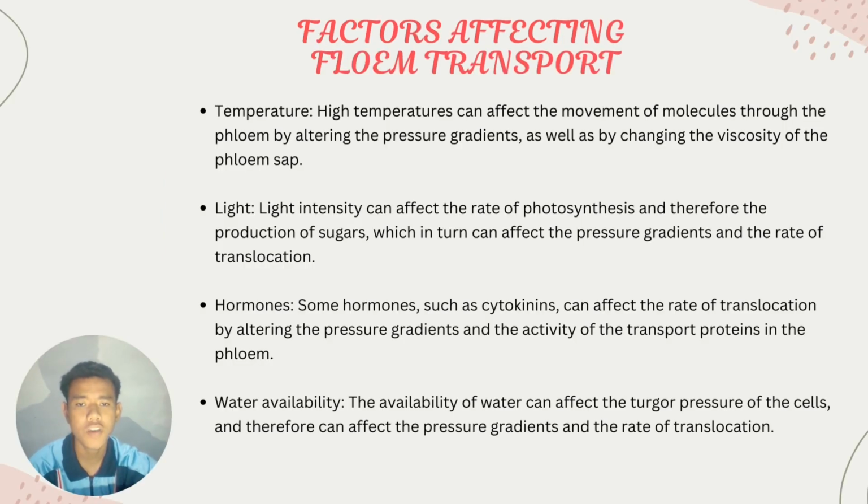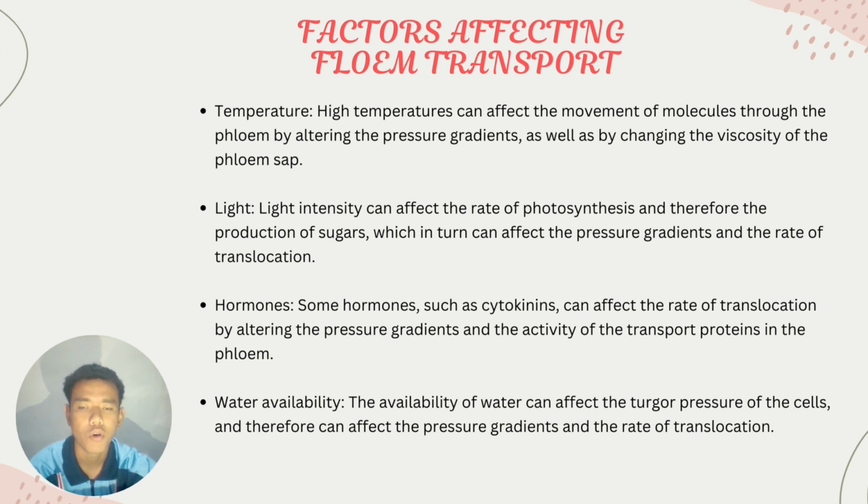There are 4 factors affecting phloem transport. First, temperature. High temperature can affect the movement of molecules through the phloem by altering the pressure gradients, as well as by changing the viscosity of the phloem sap. Second, light. Light intensity can affect the rate of photosynthesis and therefore the production of sugar, which in turn can affect the pressure gradients and the rate of translocation.